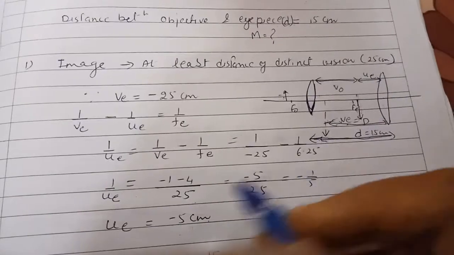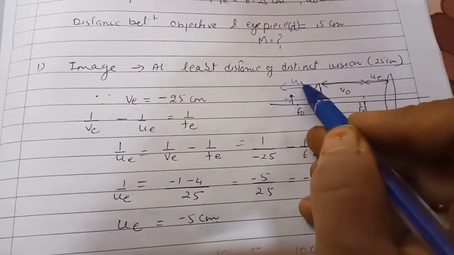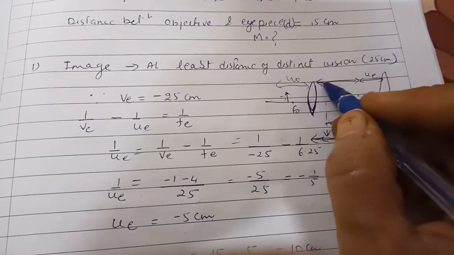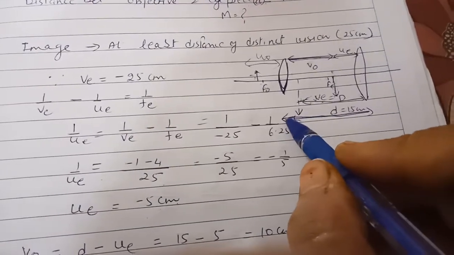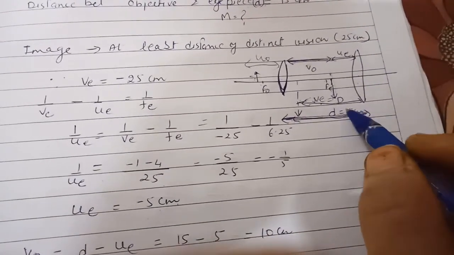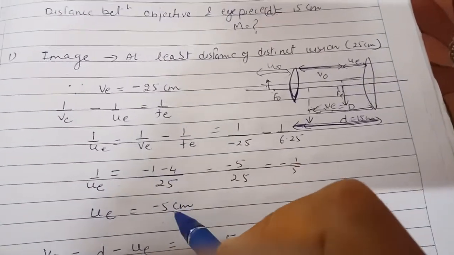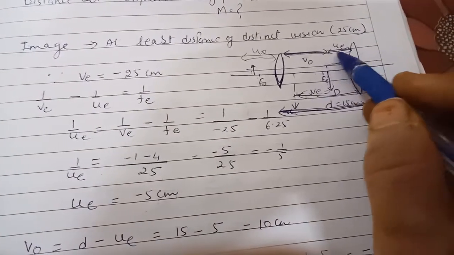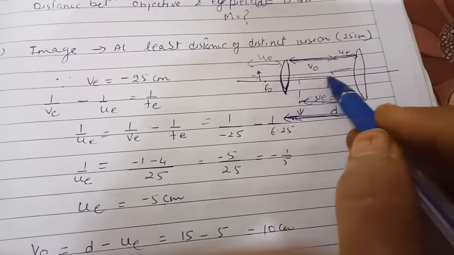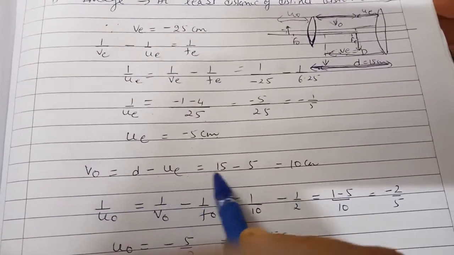Okay. Now for getting the value of this U naught, you must know the value of V naught. Okay, how you will get the value of V naught? See, this is the distance between the object and eyepiece, given 15 centimeter, and this is UE, which you have got 5. So from the 15 centimeter, when you subtract this value of UE, you will be getting this distance, and this distance is V naught. Okay, so V naught is equal to D minus UE, 15 minus 5, you will be getting 10.